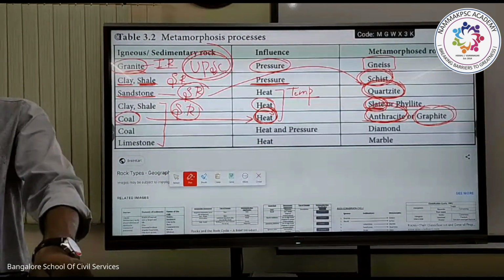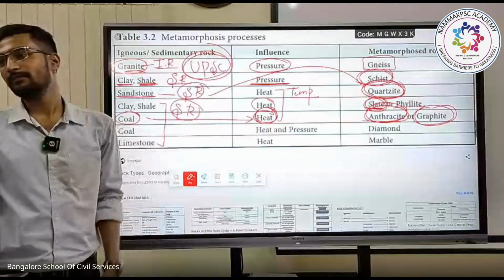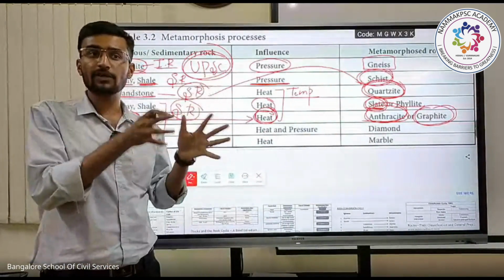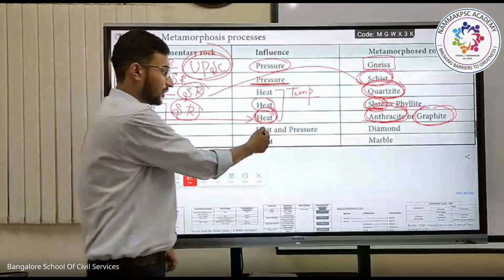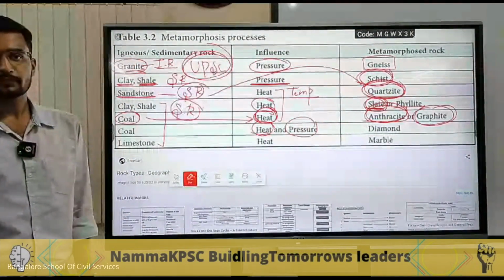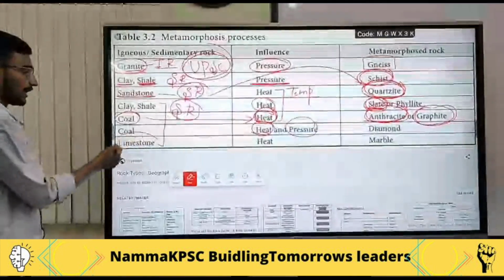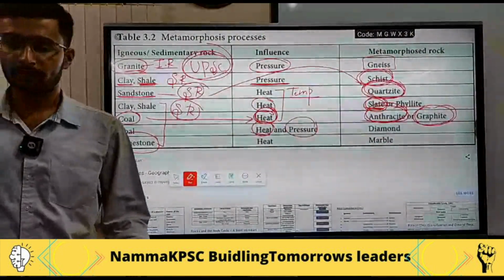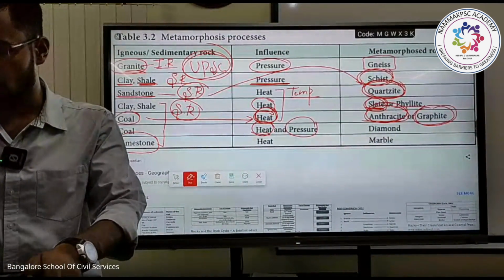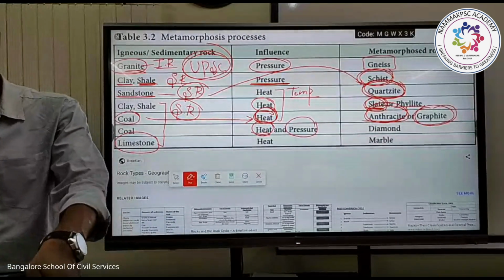But the same example: if coal is imposed with heat and pressure, it forms diamond. With only heat, it is graphite. If it is temperature and pressure, the formation of a diamond. Followed by the last one, limestone. When it has been imposed with heat, we call it the formation of a marble.